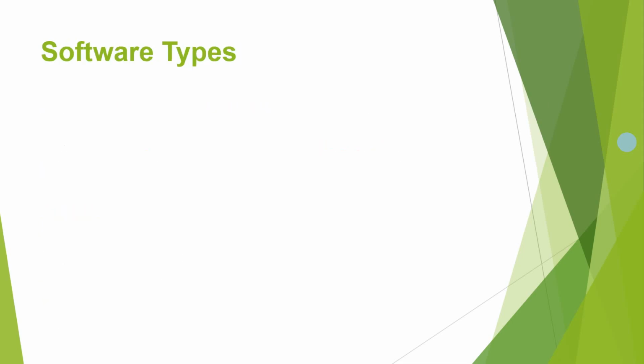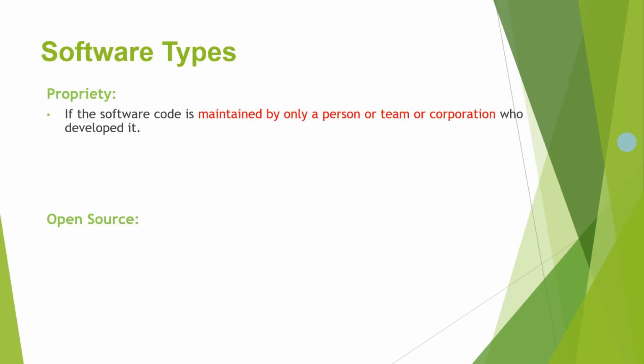Now, what are the different types of software? There are basically two types of software. First is called proprietary software, and the other is called open source software. Proprietary software is software code which is maintained by only a person, a team, or a corporation. For example, Windows or Microsoft, IBM software, SPSS, Stata. Those are proprietary software.